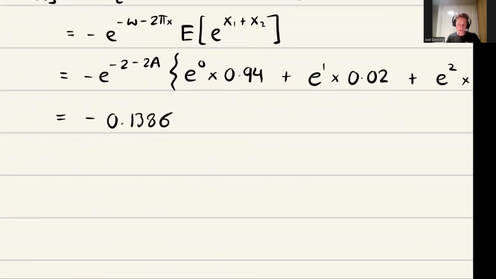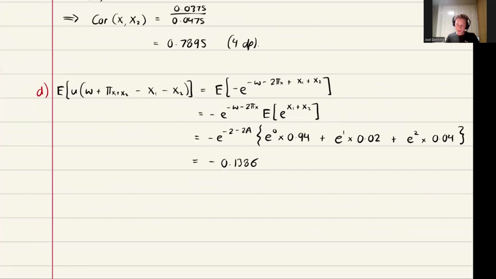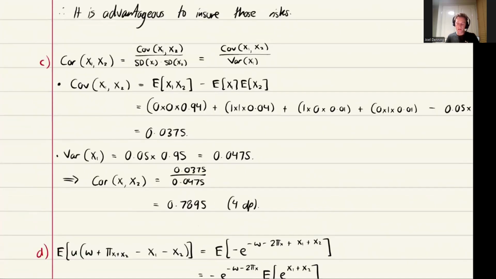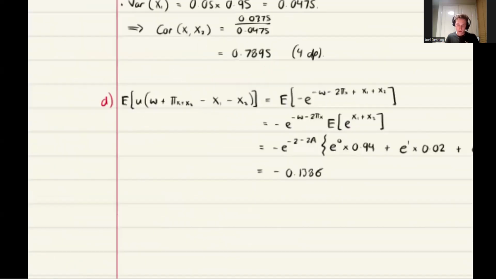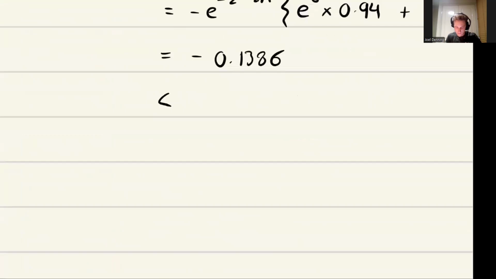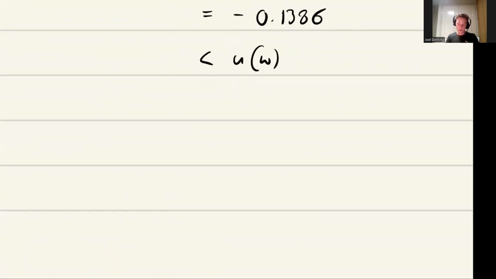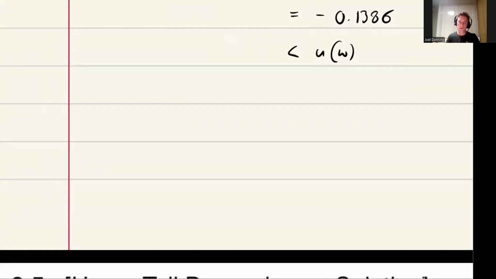You'll get this answer, which you'll now notice, so negative 1386 is smaller than our utility by not taking on the risks. Right, so it's now smaller. So it's no longer advantageous for us to insure those risks.